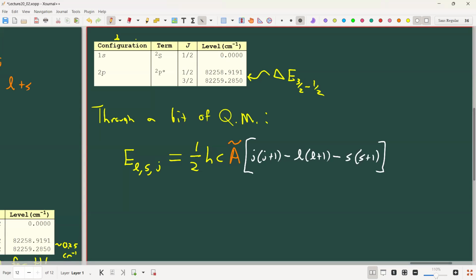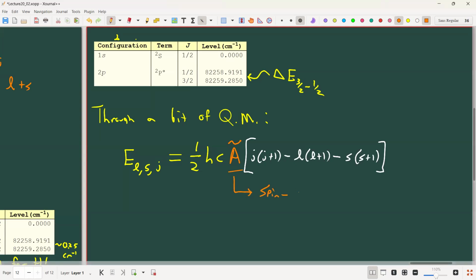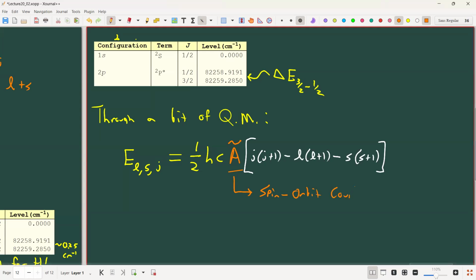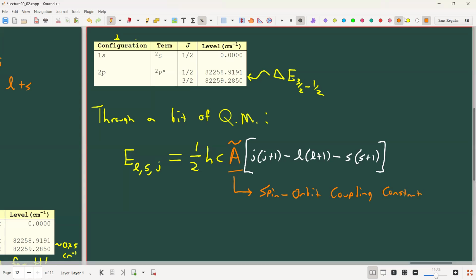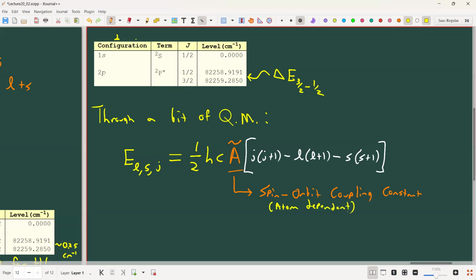splitting. But we have this number A that we don't know, which is a constant. This is what's called the spin orbit coupling constant. And it's atom dependent. So each atom has its own coupling. Right? Certain atoms couple the spin and the orbit more effectively than others. And it's a function of J, L, and S, right? The values of J, L, and S, which you can just write down. So we'll do an example in a second.